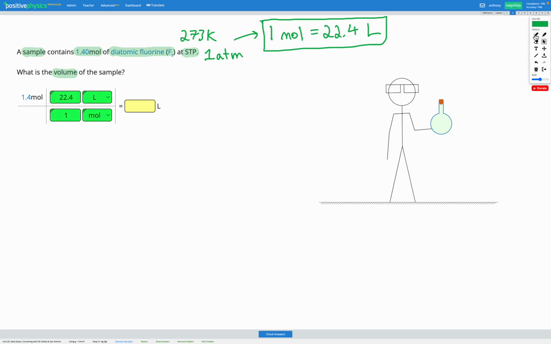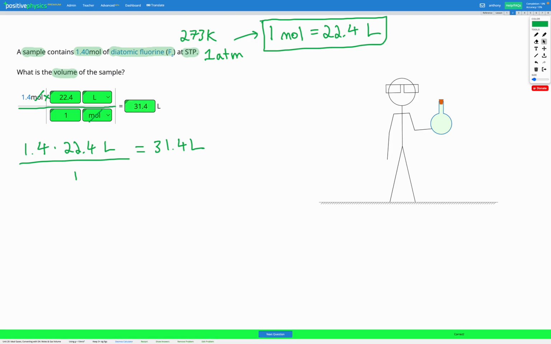Now I'm ready to go ahead and multiply anything on the top and divide by anything on the bottom. The moles are going to cancel out. So I'm left with 1.4 multiplied by 22.4 litres divided by 1. If I put that in my calculator, I get 31.4 litres as my answer. So let's check that now. The actual conversion works just like any others that we've done. It's very straightforward, but this is the conversion factor we're using, and you can only use it at STP.